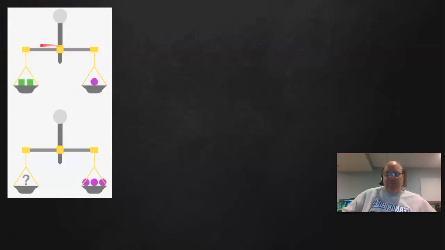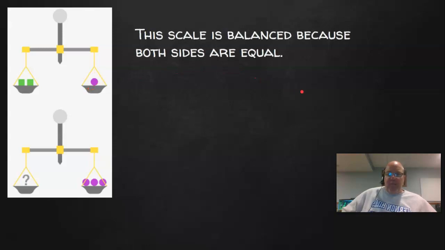Now, a good way to visualize equations is to think of things in terms of a balance. This balance is, right now, balanced. And what's that showing? That's showing that these two green squares have the exact same value as this one purple circle. If we show this using variables, we can let g represent the green squares, and we will let p represent the purple circle.